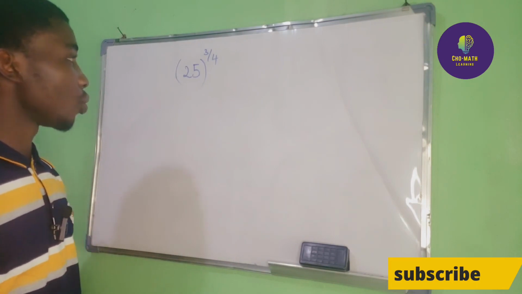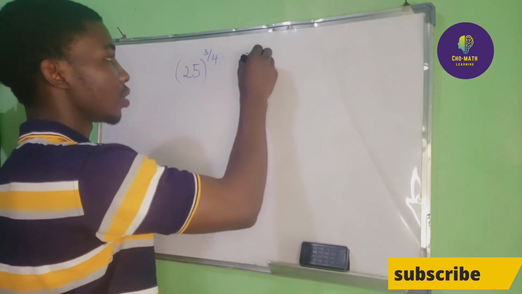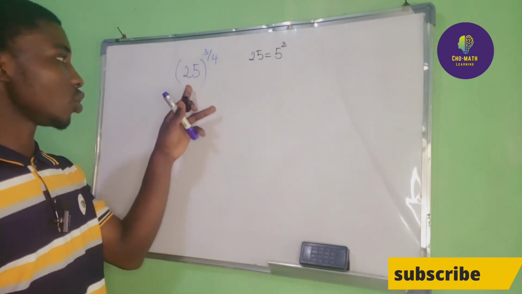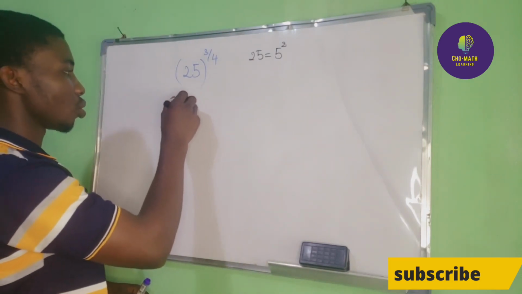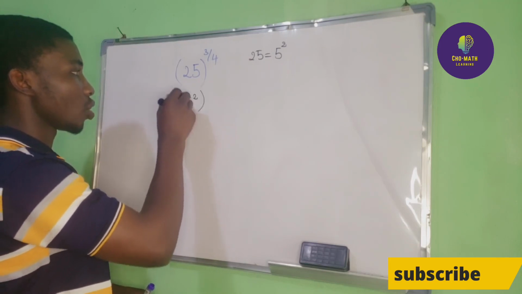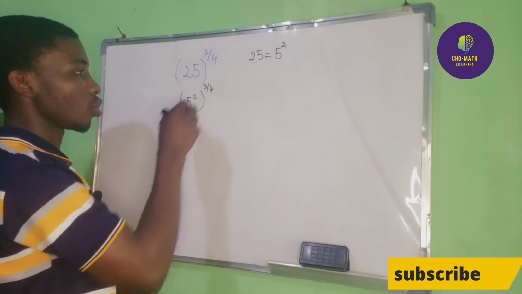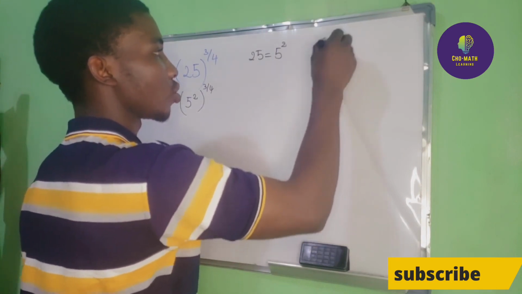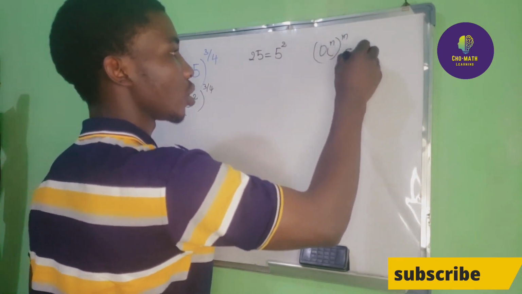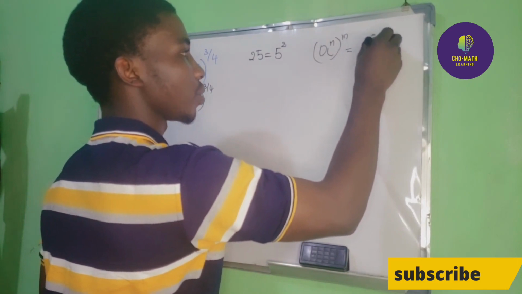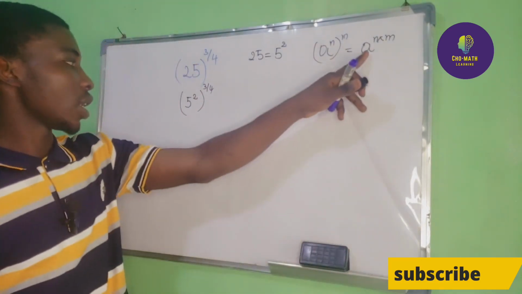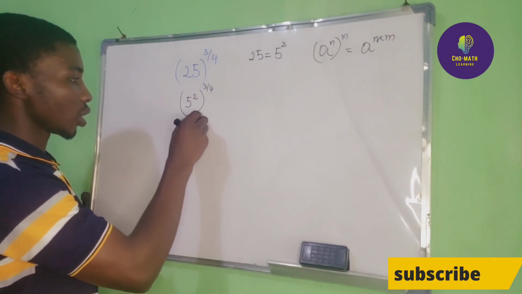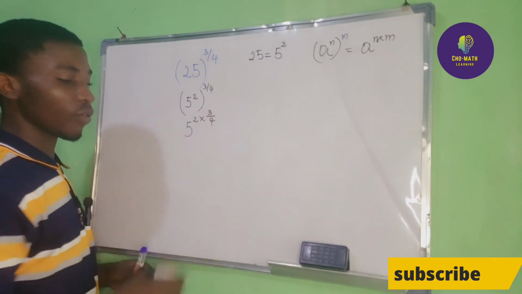Okay, here we go. We know that 25 is equal to 5 squared, so I'm going to replace this into the expression. So we have 5 squared, all to the power 3/4. And we know that (a^n)^m is equal to a to the power n times m, so we're going to apply this at this level. So we have 5 to the power 2 times 3/4.